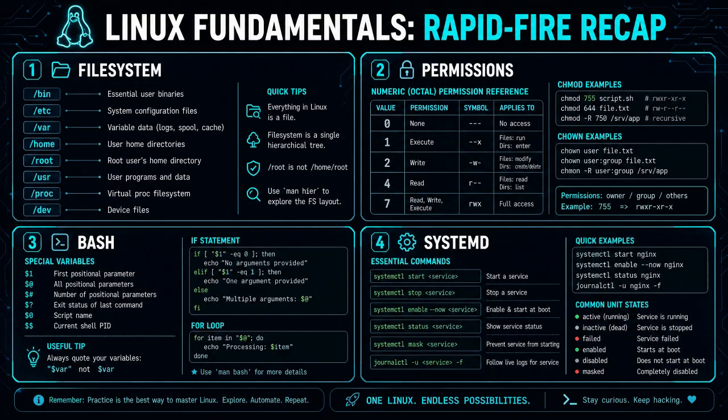keep variables contained. Systemd, in brief. Start, stop, and restart act right now. Enable, with the --now flag, starts something immediately and on every future boot. Disable stops autostart, mask hard blocks entirely. Status shows current state and recent logs. Daemon-reload picks up hand-edited unit files. And journalctl -u -f follows one unit's logs live.